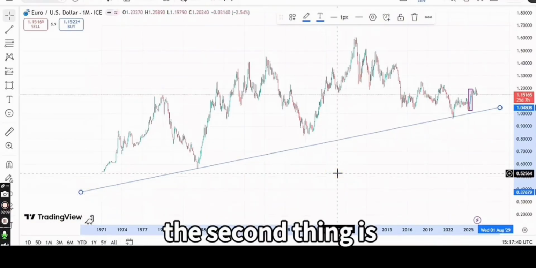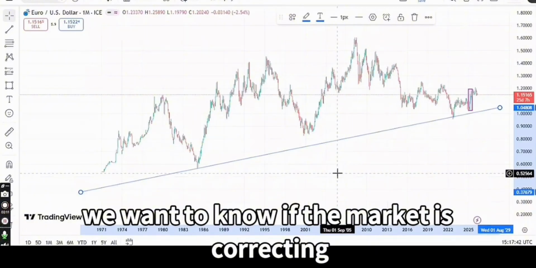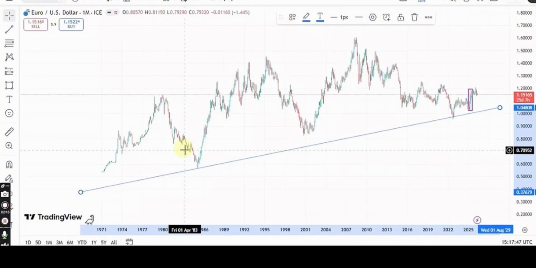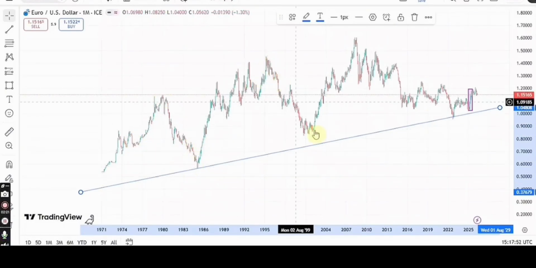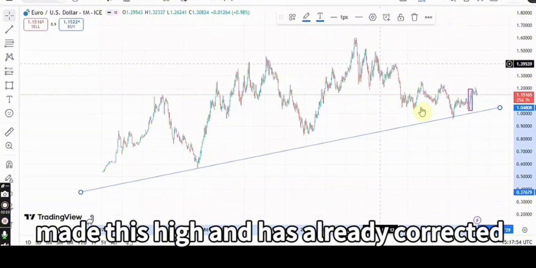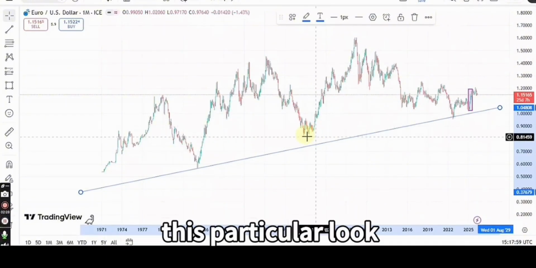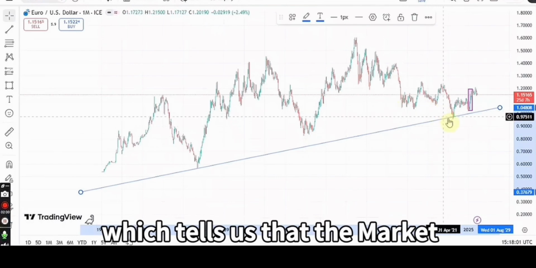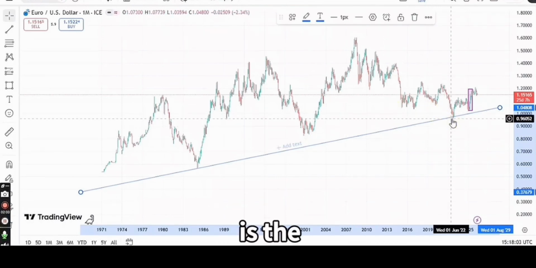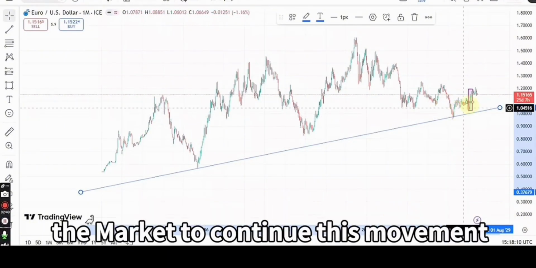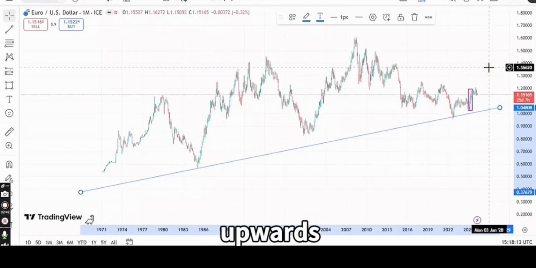Then the second thing is we want to know if the market is correcting or retracing. The market has made this high, corrected, made this high, corrected, made this high, and has already corrected, as you can see, and was not able to take out this particular low, which tells us that the market is still in a bullish direction, that is uptrend. So now that the market has made this correction, we're expecting the market to continue its movement upwards.